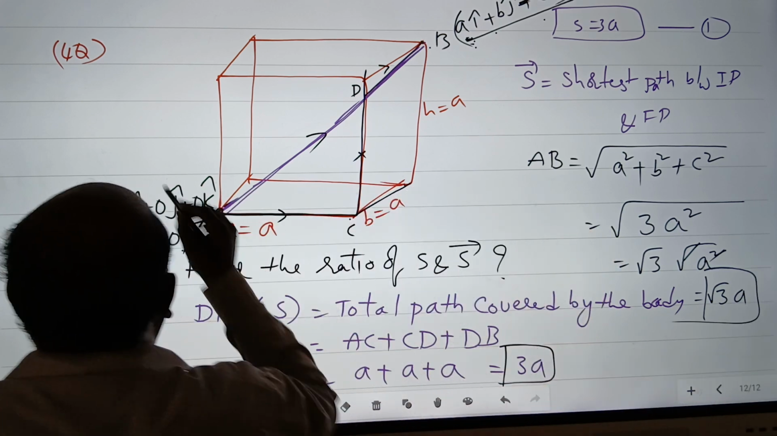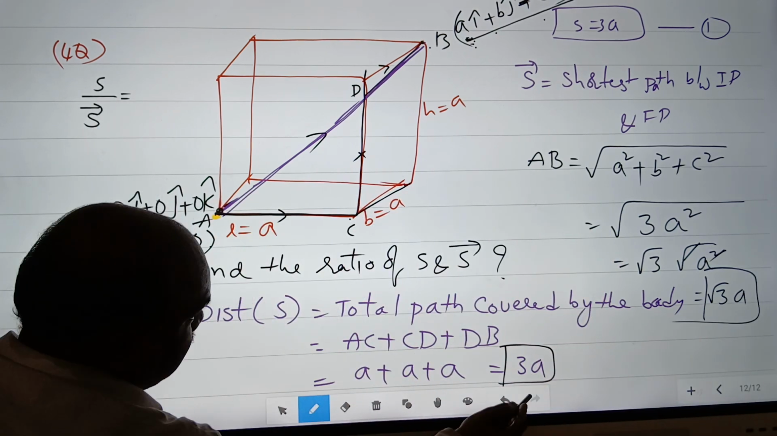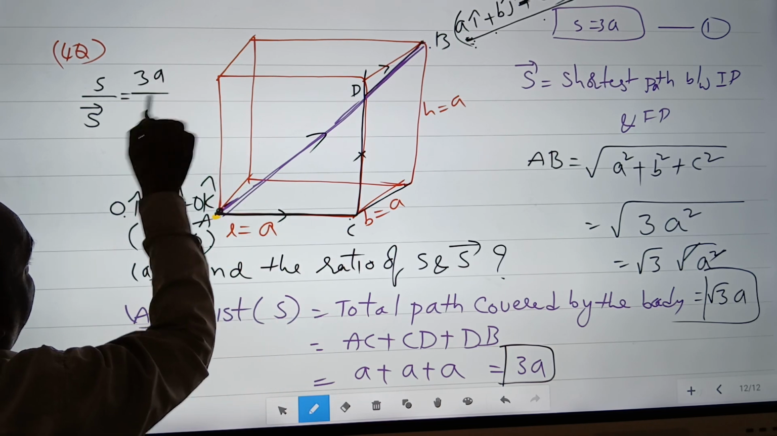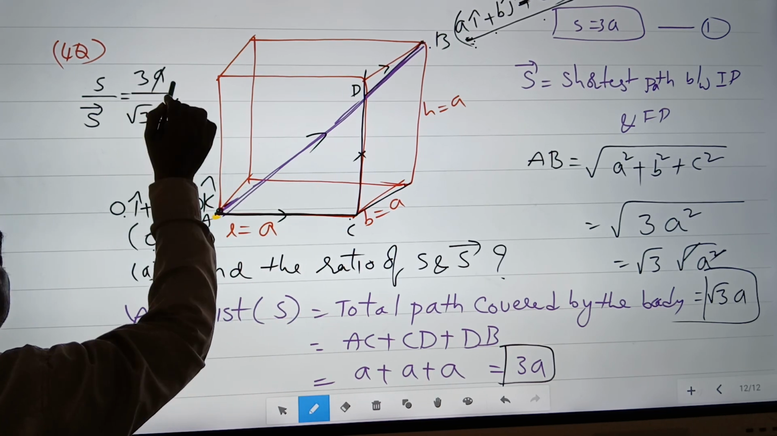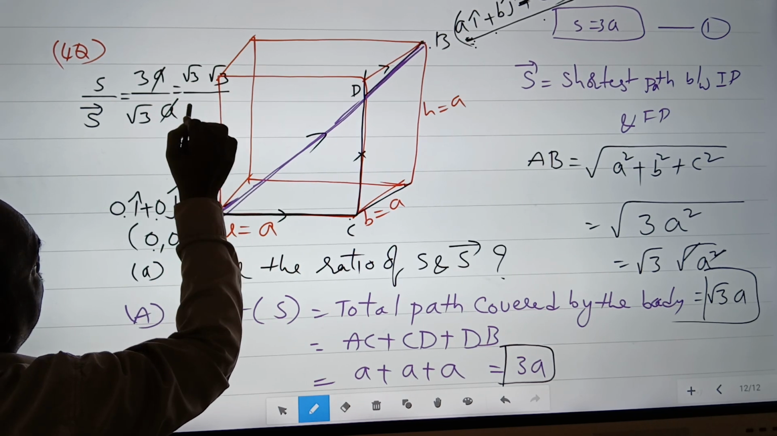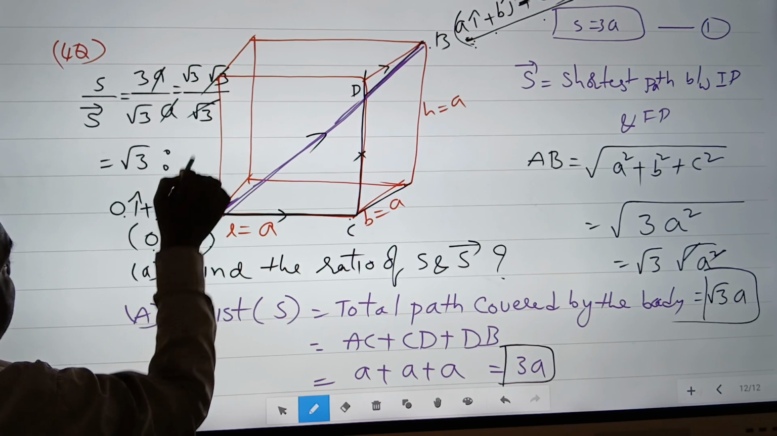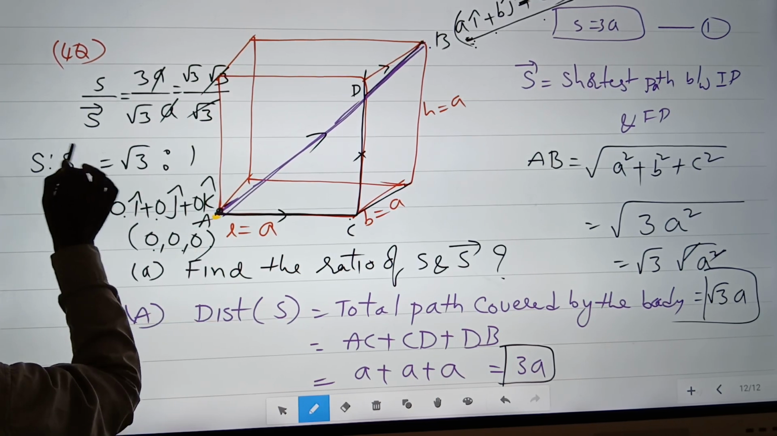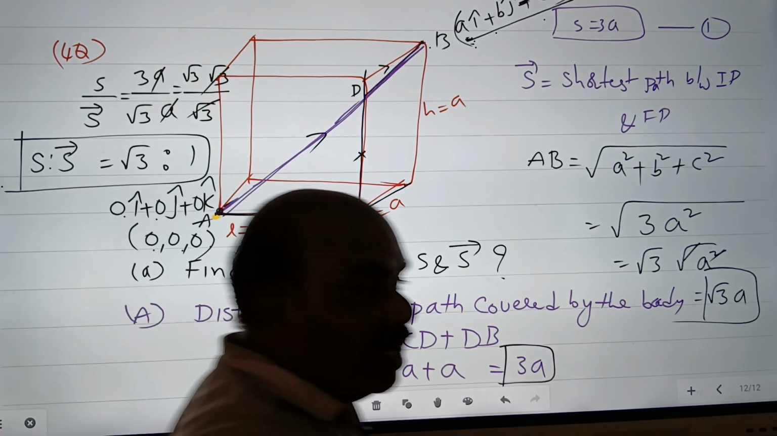Now distance we got 3A, displacement is root 3A. Now we have to find the ratio. Distance by displacement. How much did you get? 3A by root 3A, A cancels. Root 3 can be written as root 3 into root 3, root 3 whole square again we get same. Root 3. 1 root 3 cancels. Root 3 ratio 1. This is distance versus displacement. Clear? Once again, listen to me.